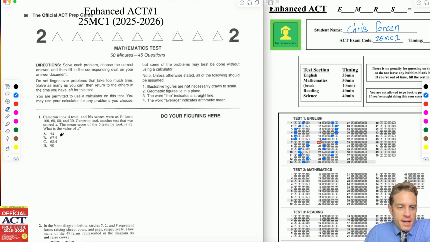Math. Cameron took 4 tests and his scores were as follows: 100, 60, 80, and 30. Cameron took another test that was scored X. The mean score of the 5 tests he took is 72. What is the value of X?